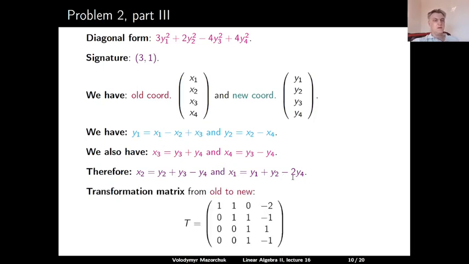And now we can simply write down the transformation matrix from old to new coordinates. So row-wise, the first row are coefficients for x1, so 1, 1, 0, minus 2 from here. Second row for x2, 0, 1, 1, minus 1. Third row for x3, 0, 0, 1, 1. And the last row for x4, 0, 0, 1, minus 1. This is our transformation matrix.